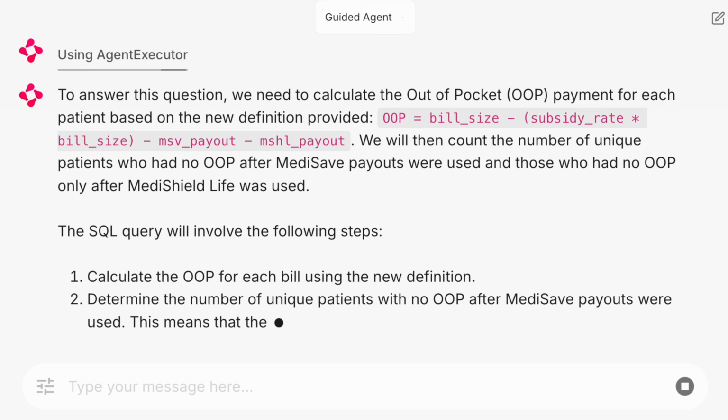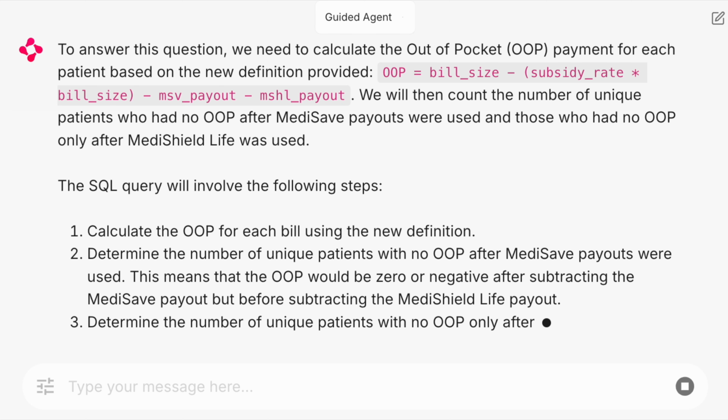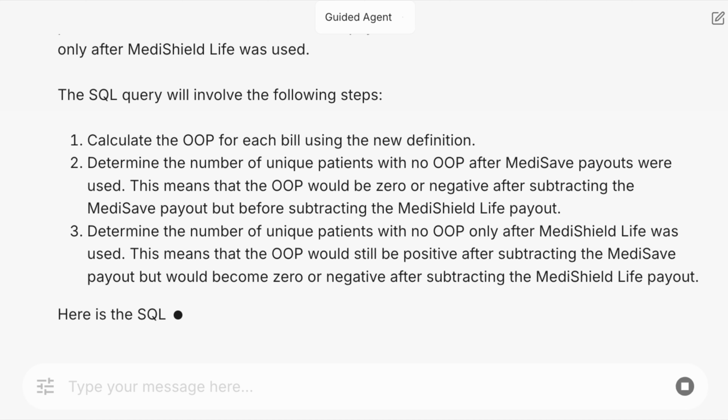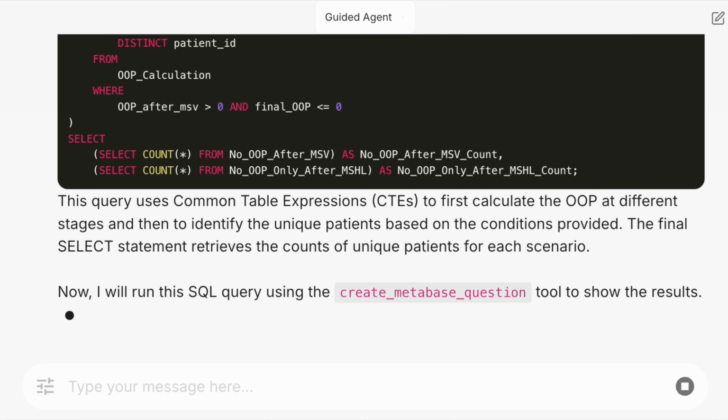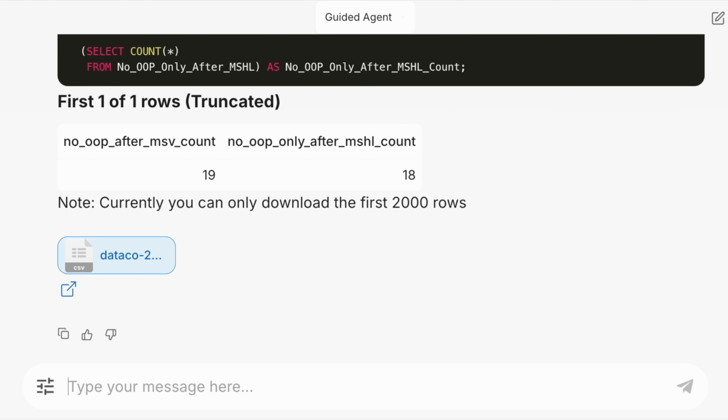Then let's ask how many patients had no OOP right after Medisave was applied and right after MediShield Life was applied. Again, Sense does very well. If you examine the code, it drops the MediShield Life term and then reinstates the MediShield Life term to calculate the number of patients with no OOP in both scenarios.